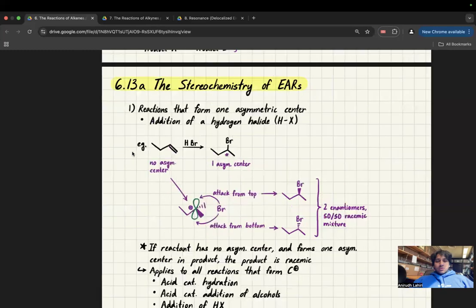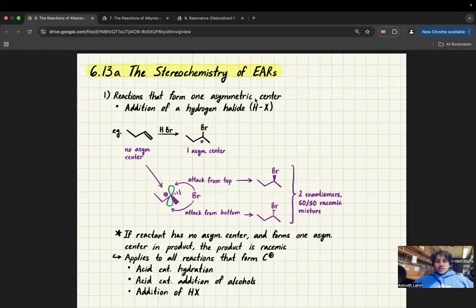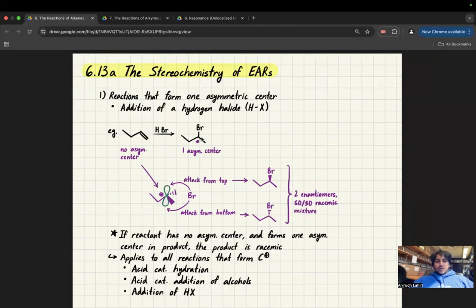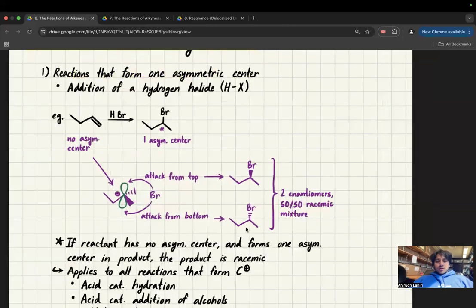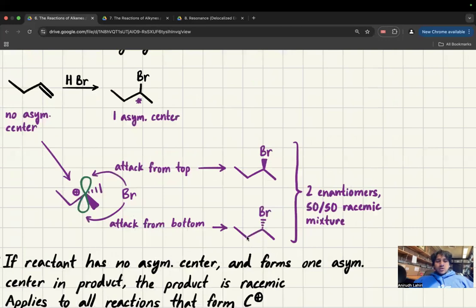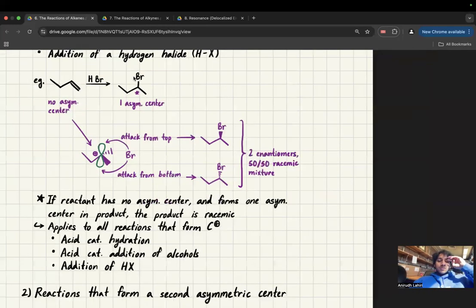Stereochemistry of reactions that form one asymmetric center. We have the addition of a hydrogen halide. We form one stereocenter here because we attach a hydrogen to a carbon that already has a hydrogen. So we have two of the same group, so it's not a stereocenter. We only form one stereocenter because this is different: we have a hydrogen and a Br.